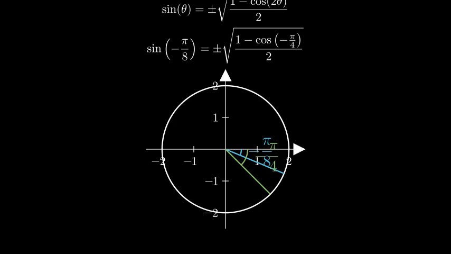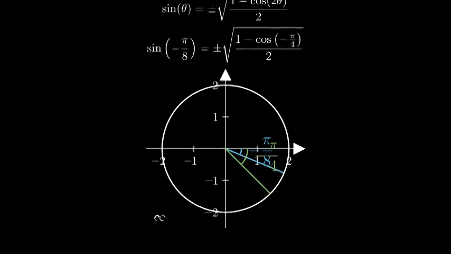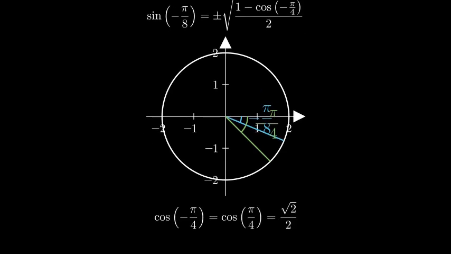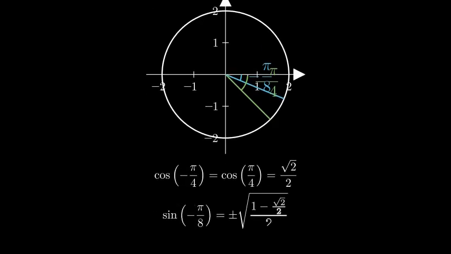Now, we know that cosine of negative pi over 4 equals cosine of pi over 4 because cosine is an even function, and we know that cosine of pi over 4 equals square root of 2 over 2. Let's substitute this value. We get plus or minus the square root of 1 minus square root of 2 over 2, all divided by 2.